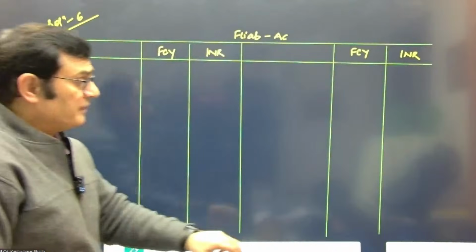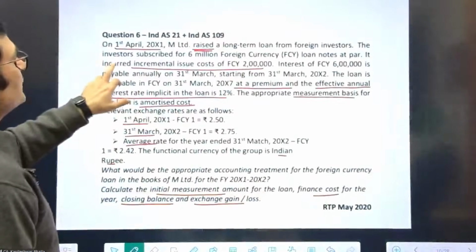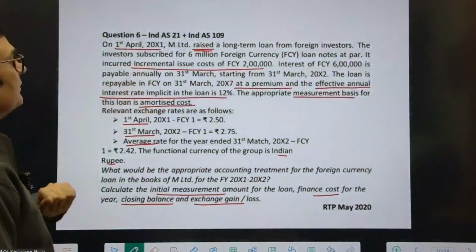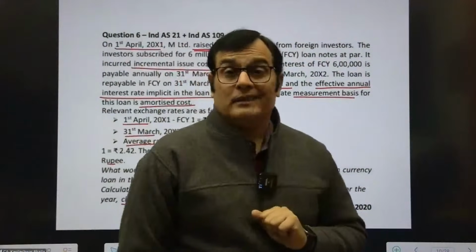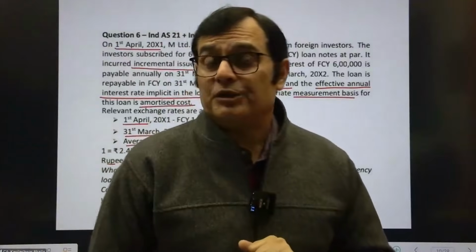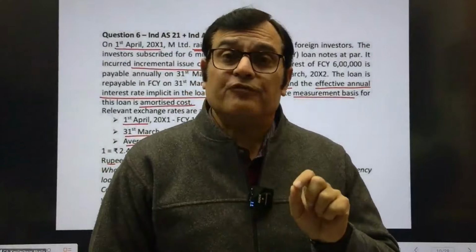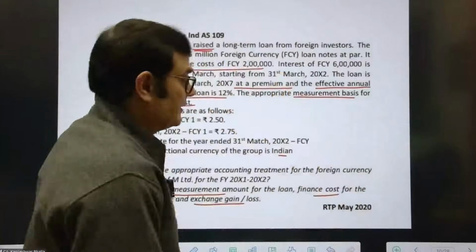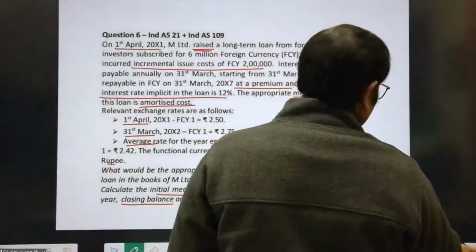Okay, I think let's begin with the data. Initial measurement. So it says we raised a long-term loan for 6 million and the incremental cost is 2 lakh. TC was added to financial asset. What about the TC for a financial liability? Reduce it. That's right. So this is going to be 6 million minus 2 lakh.